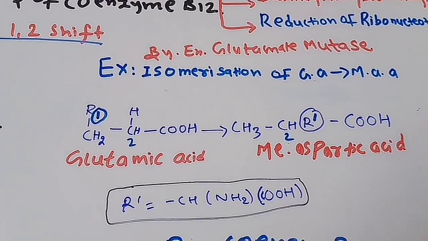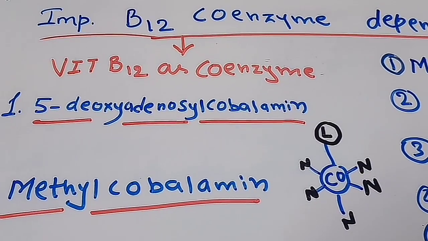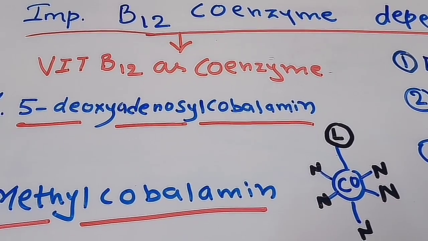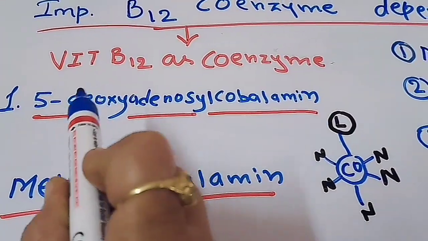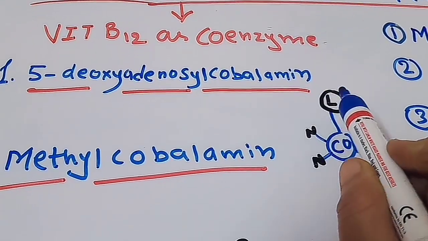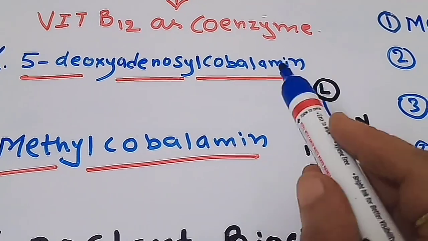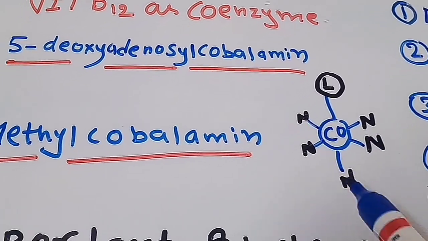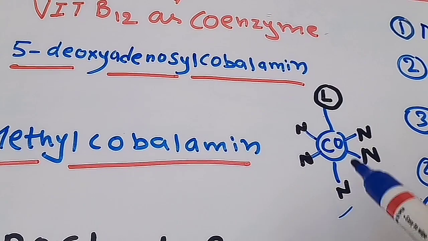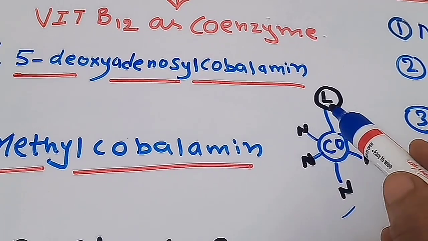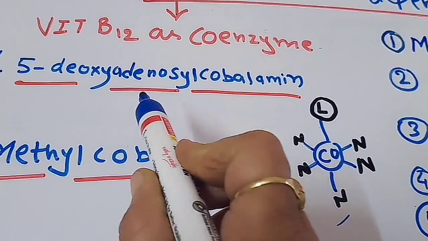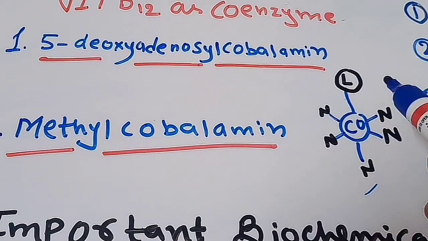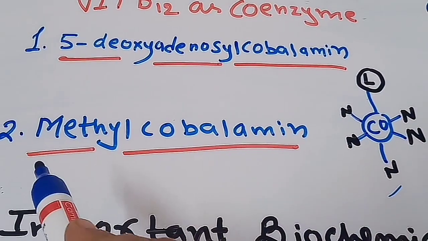So next, let us see the important B12 coenzymes. The important forms of vitamin B12 which act as coenzymes are 5-deoxyadenosyl cobalamin and methyl cobalamin. As we studied in the structure, the cobalt is attached to the 4 nitrogens of the pyrrole rings, 1 to the nitrogen of the benzimidazole, and the L group is on the other position. If 5-deoxyadenosyl is there, it is 5-deoxyadenosyl cobalamin, and if the methyl group is there, it is methyl cobalamin.